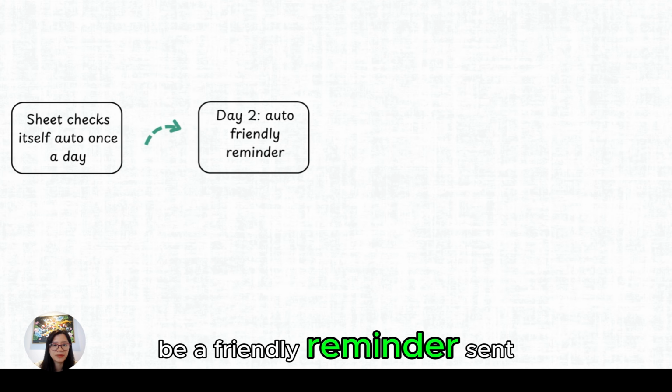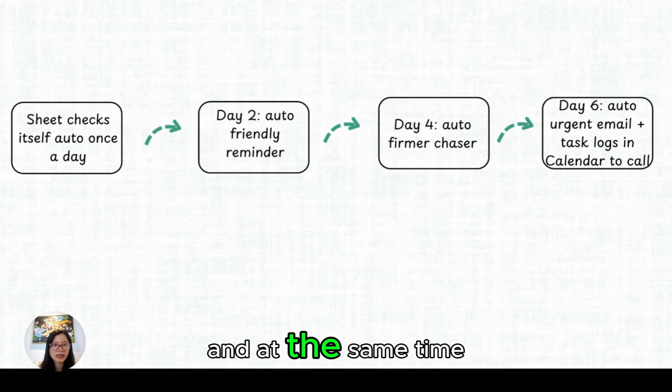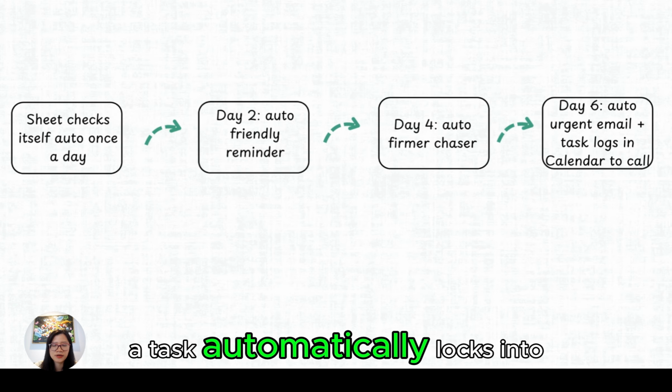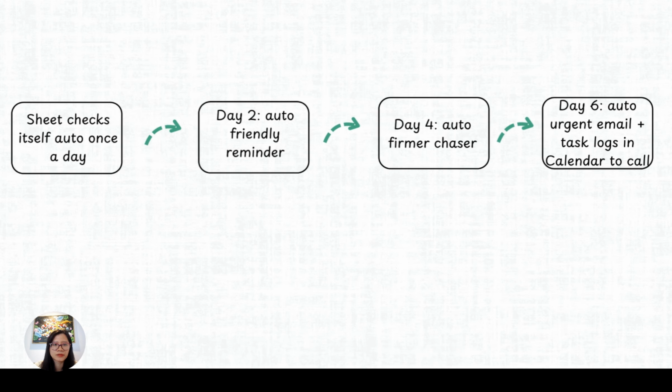So we can improve it with a new process. The spreadsheet checks itself once a day. On day 2, a friendly reminder is sent out. On day 4, a firmer chaser. Day 6, an urgent chase. And at the same time, a task automatically logs into your Google Calendar, reminding you to call.